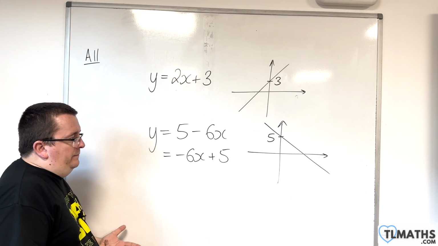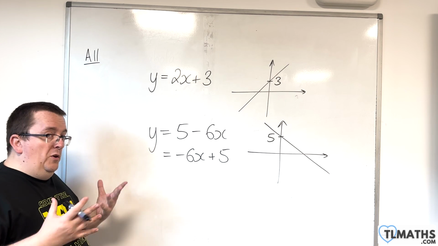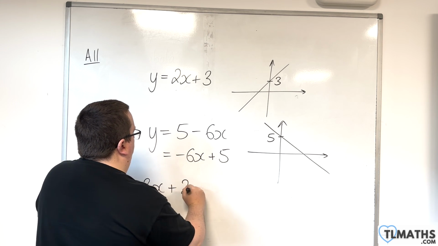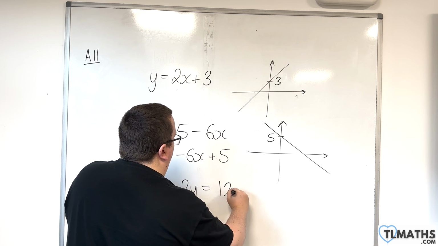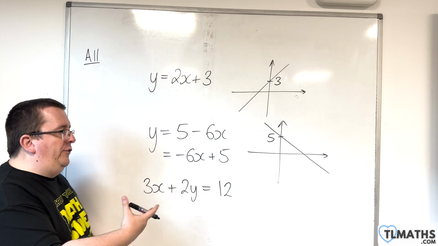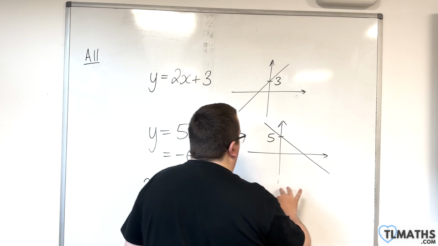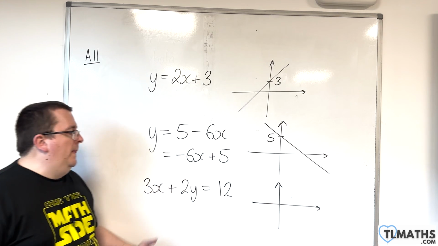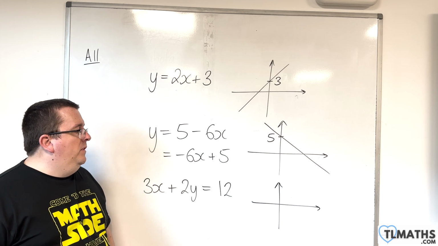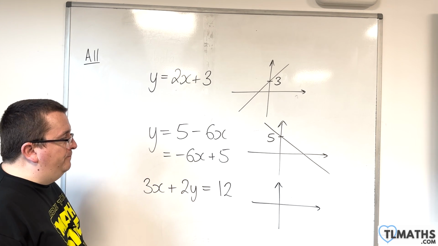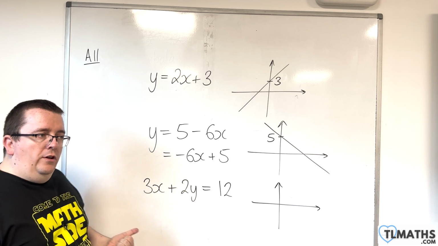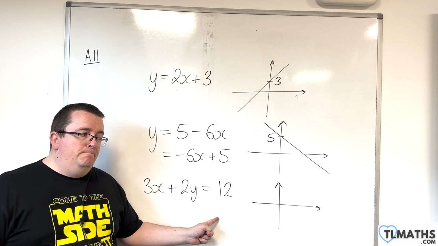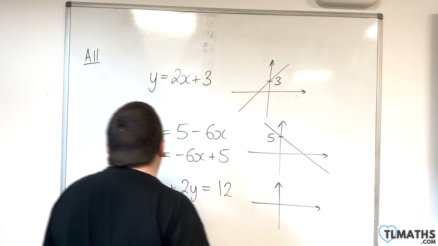If, however, it wasn't in that form at all, so let's say we had something like 3x plus 2y is equal to 12, where does that cross the y-axis? Well, if that was the only question, if the question was determine where this crosses the y-axis, there are two avenues open to you. The first one, and the longer one really, is to rearrange this into y equals mx plus c. Okay? So let's say we did that.